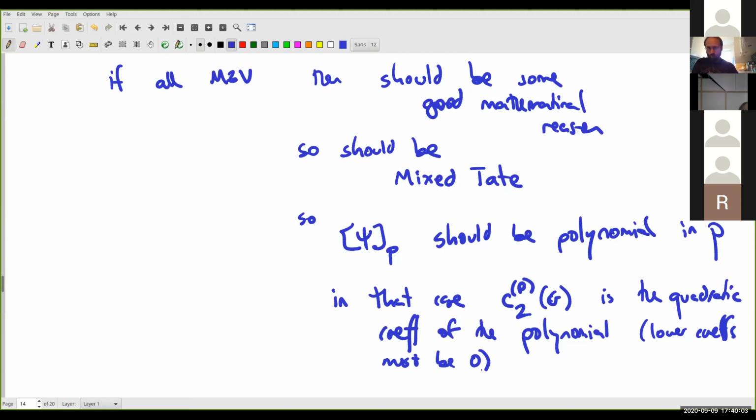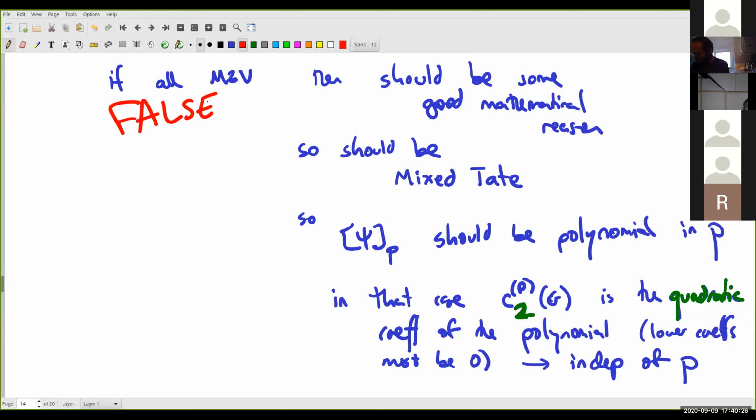That's the 2 in C2. So in particular, it would not be dependent on P. So it's just a constant. Okay, but this is all false. So if they're all multiple zeta, it's false that they're all multiple zeta values, right? This is not true. All multiple zeta values is false. But the should-be's all still work, right?